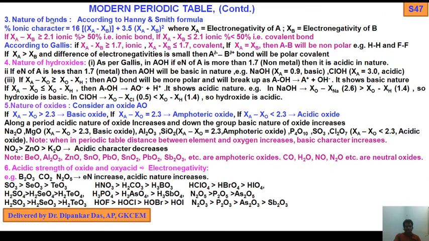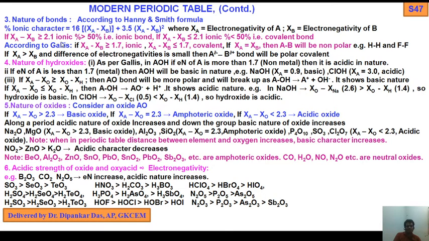Next is nature of bonds. According to the Hannay-Smith formula, the percentage of ionic character equals 16 within brackets (chi A minus chi B) plus 3.5 (chi A minus chi B) whole square, where chi A is the electronegativity of A and chi B is the electronegativity of B.